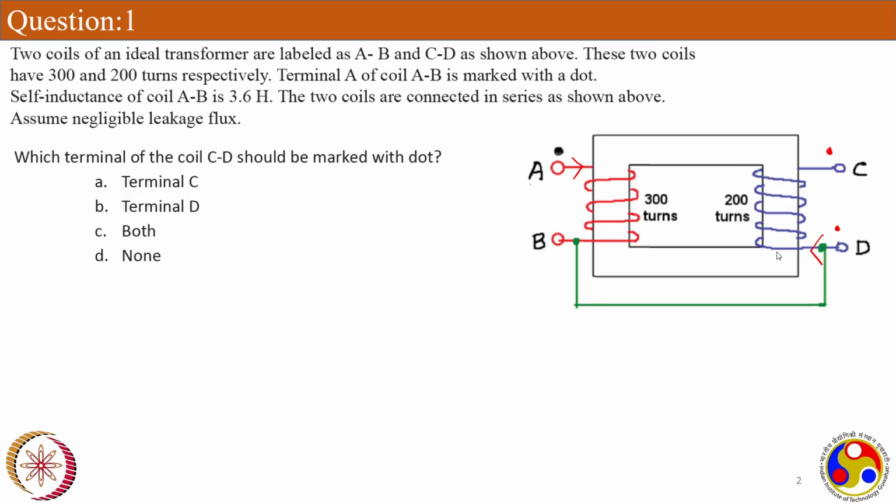I'm just erasing the dots again, so that first we will analyze the circuit wherever the current is flowing, and then we will place the dot right away. I have made the current pass through the A terminal here. So the flux in the AB coil would be clockwise or anti-clockwise?